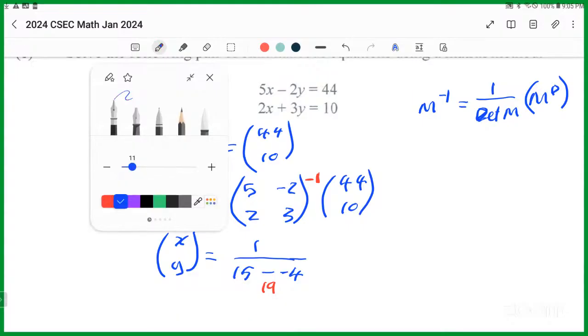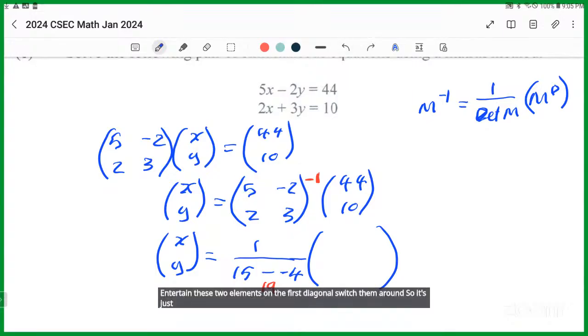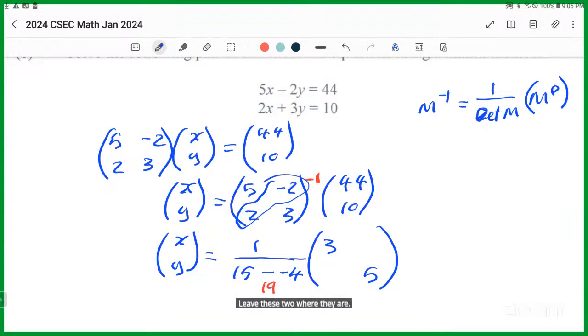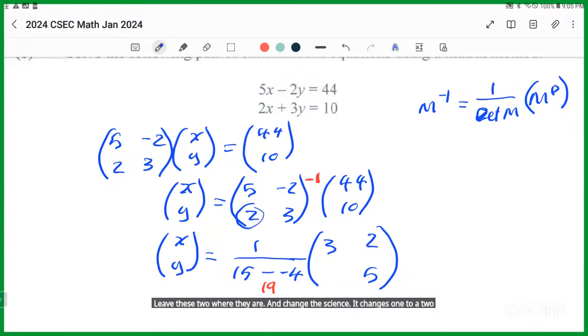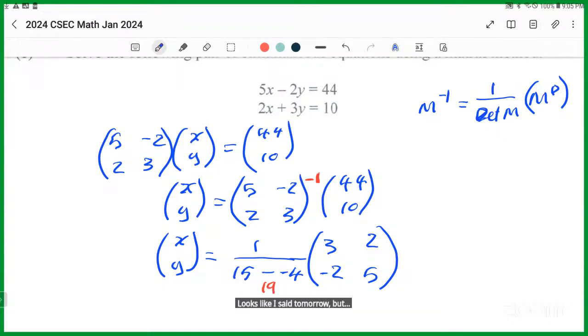So multiplying that now by the adjoint matrix. How is that formed? Interchange these two elements on the first diagonal. Switch them around to 3, 5. Then leave these two where they are and change the sign. So change this one to a 2. Change this one to a negative 2. Note, I did not switch these two around. I left them where they are and changed the sign.